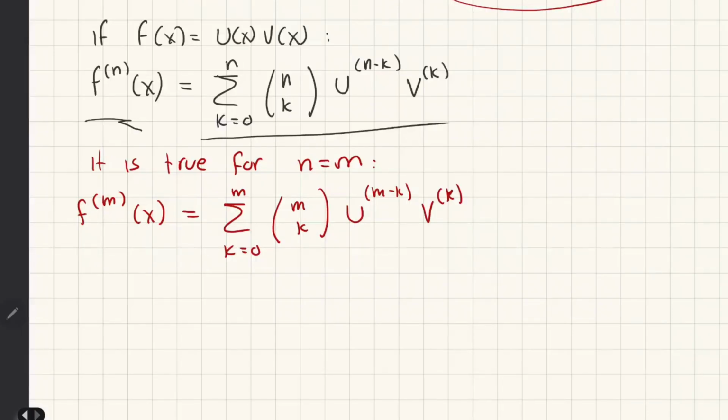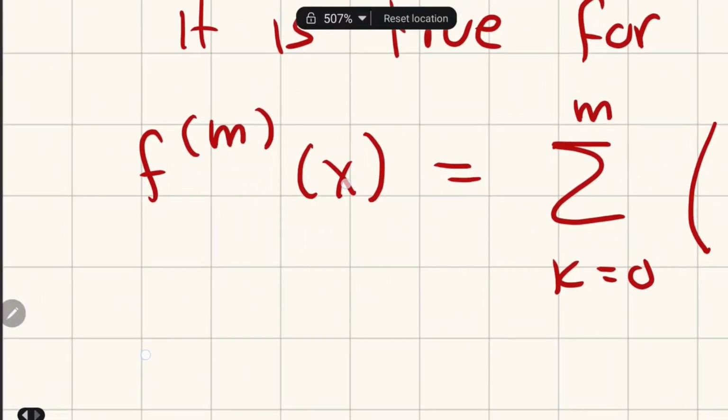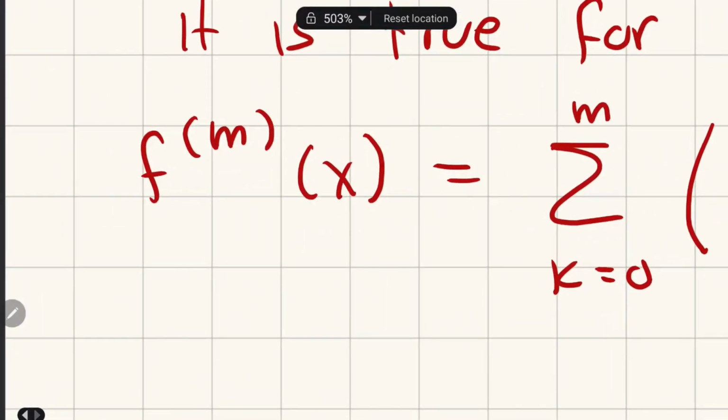So we are going to take this as true, and we are going to see what happens when we take the case where n is equal to m plus 1, right? So if we have the mth derivative of f, to get the (m plus 1)th derivative, we just need to take the derivative with respect to x again, right?